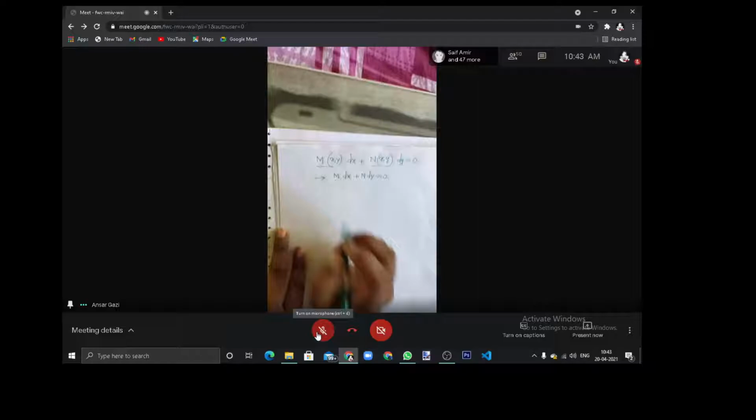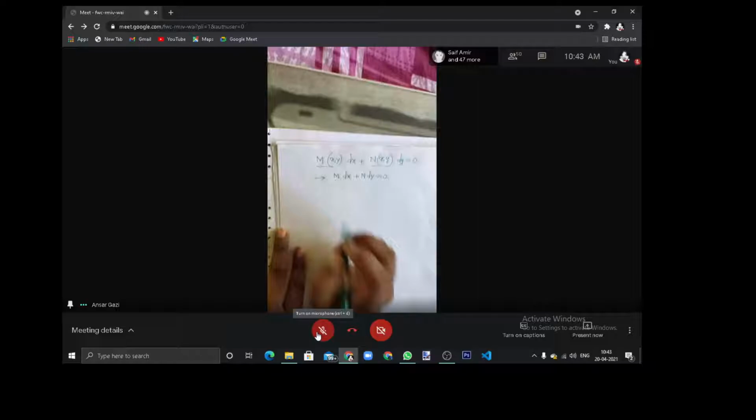Exact means that if we differentiate, this expression can be written as d of some function of x, y equal to 0. So suppose d of u equals 0. If we integrate both sides, we can easily write u equal to c, some constant. That is the solution of the differential equation, and if it is of this form, then this equation is called exact.